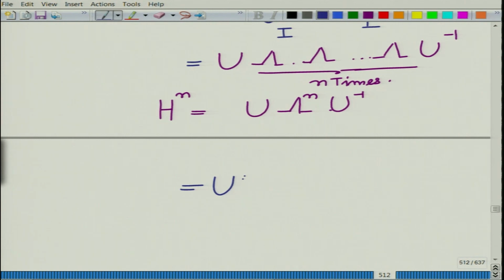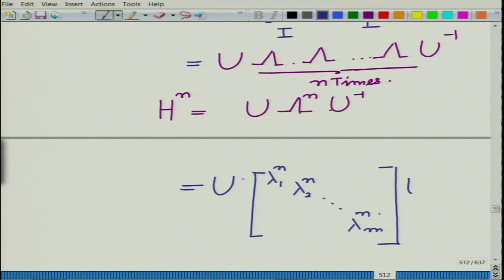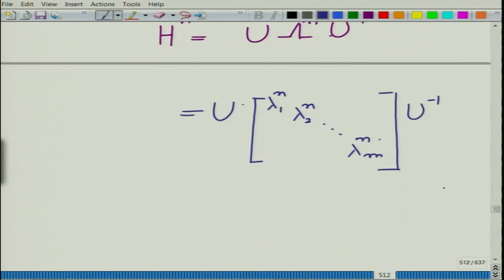And now you can see that lambda raised to the power of n is simply lambda 1 raised to the power of n, lambda 2 raised to the power of n, up to lambda m raised to the power of n, and so on, followed by U inverse. So, you are simply taking each eigenvalue and computing its nth power.